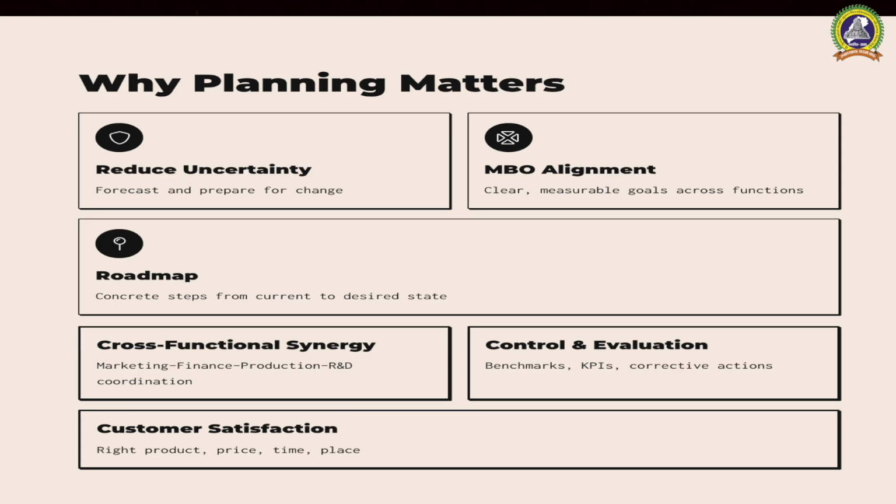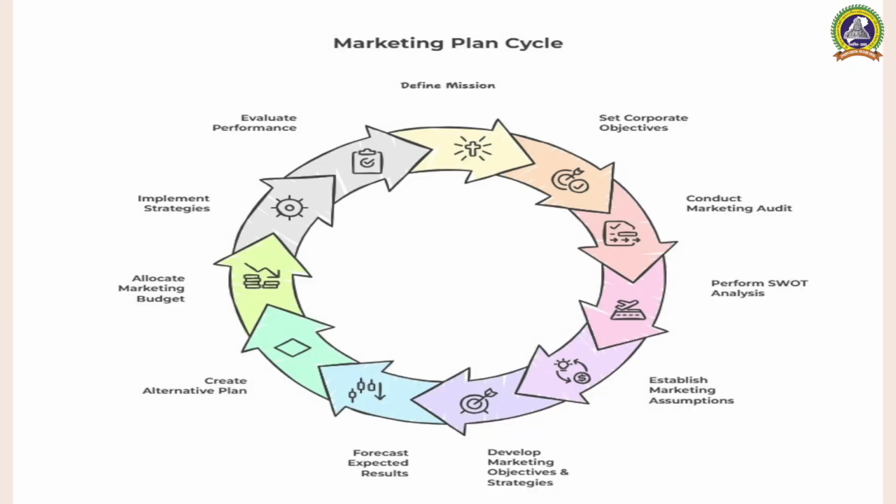And finally, all this culminates in one of the primary goals of marketing, that is, it helps in enhancing the satisfaction level of customers. A well-planned marketing effort is more likely to deliver the right product at the right price at the right time, leading to greater customer satisfaction. Now, let's turn to the marketing planning process itself. This is a series of stages typically followed in a sequence.